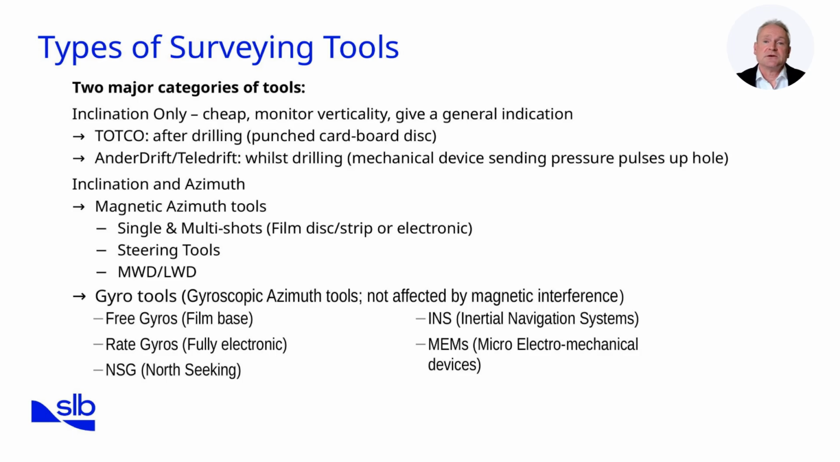Survey tools fall into 2 broad categories: inclination only and inclination plus azimuth. Inclination-only tools are simple, inexpensive, and mainly used to confirm verticality. Classic examples include the Totco tool, which used a spring-loaded plunger to punch a hole in a waxed disc after drilling, and the andadrift or teledrift mechanical devices that transmitted inclination via pressure pulses while drilling. While basic, these tools still have niche applications where low-cost monitoring is sufficient.